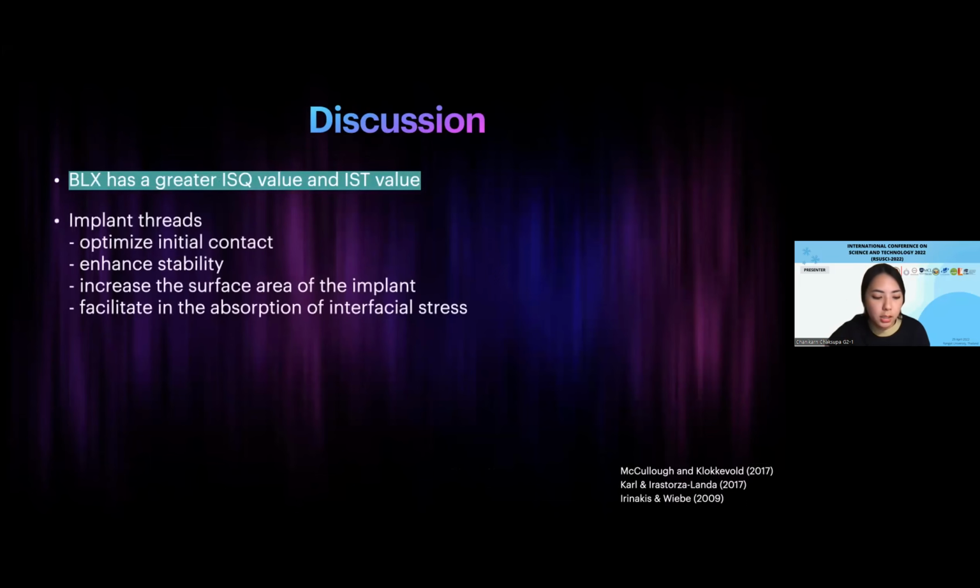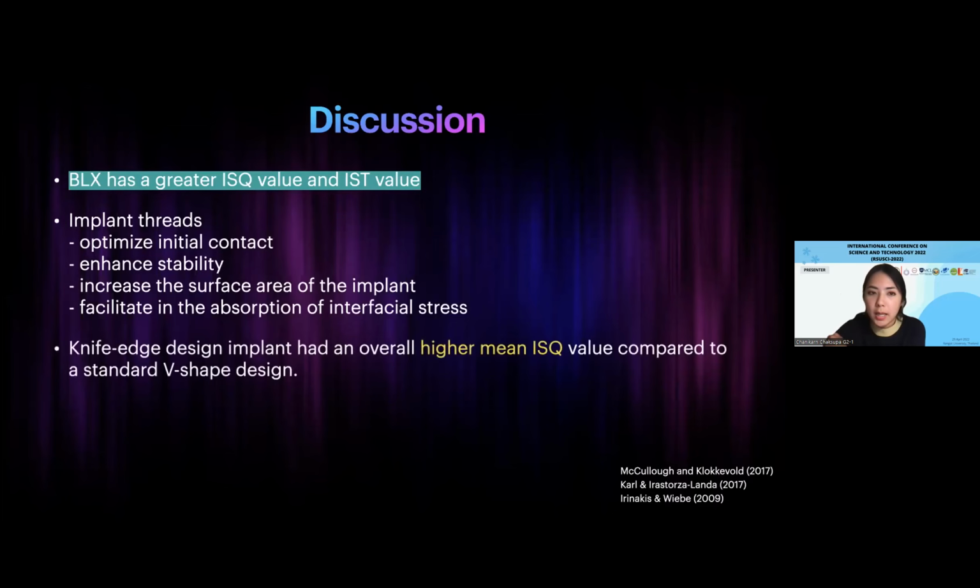For discussion, according to previous studies, implant threads are used to optimize the initial contact, enhance stability, increase the surface area, and absorb interfacial stress. And it has been shown that macro thread design has an effect on implant stability. So the knife edge design has an overall higher mean ISQ value compared to the standard one.